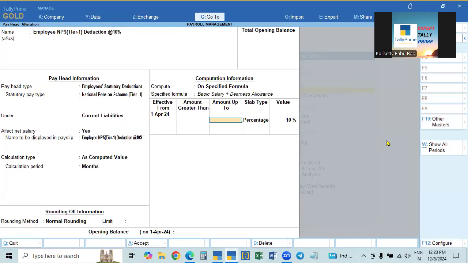There is no amount limit here. Percentage is 10%. So this is accepted. So these are the things.